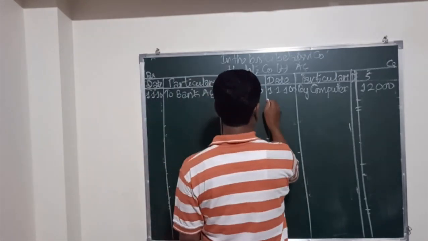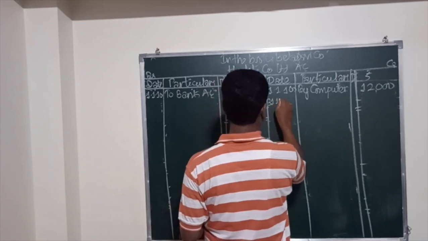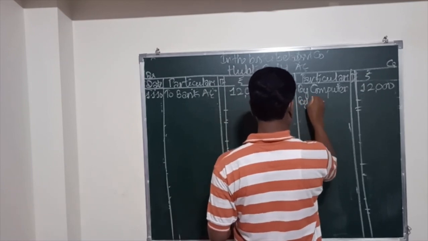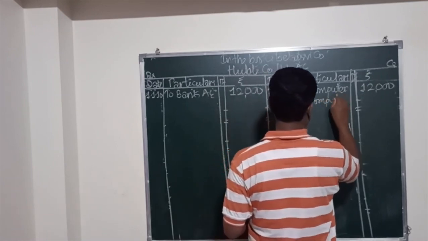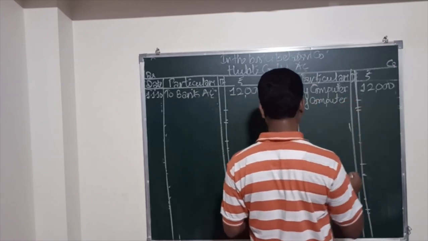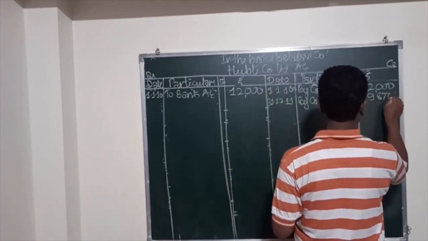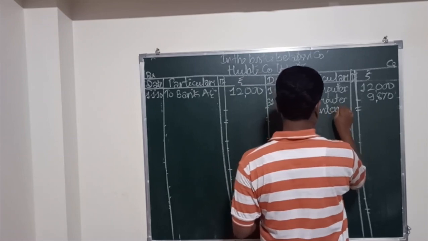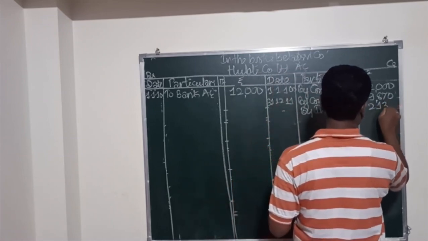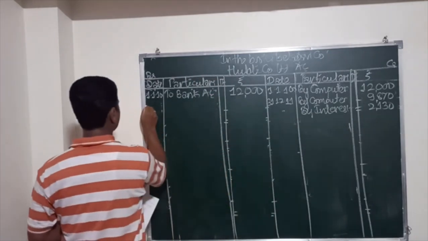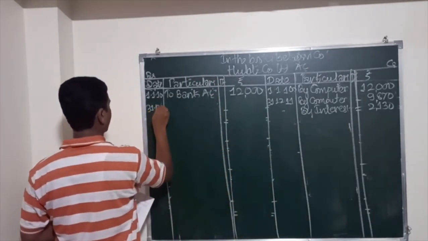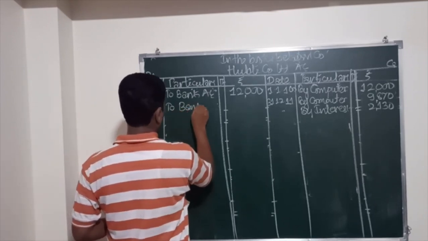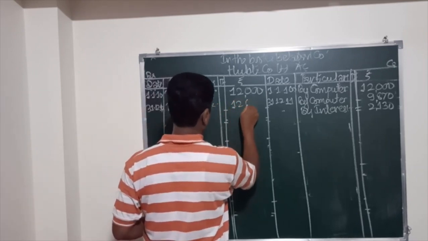Then when the first installment becomes due for payment, then the entry will be on 31/12/2010, computer account debit, interest account debit to Hubli company. So Hubli company is credited by computer account with the principal amount of 9,870. Then by interest 2,130. So when the first installment is paid on 31/12/10, then the entry will be Hubli company account debit to bank account. So the installment paid here is rupees 12,000.